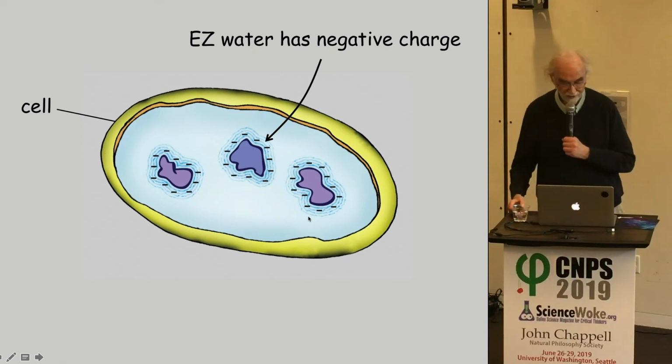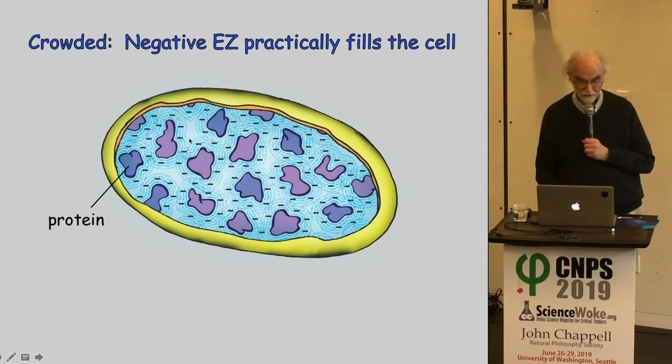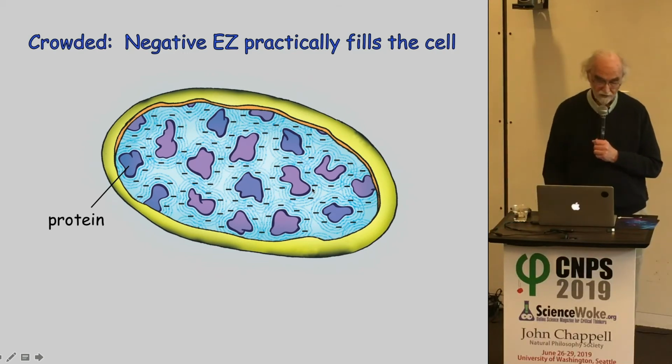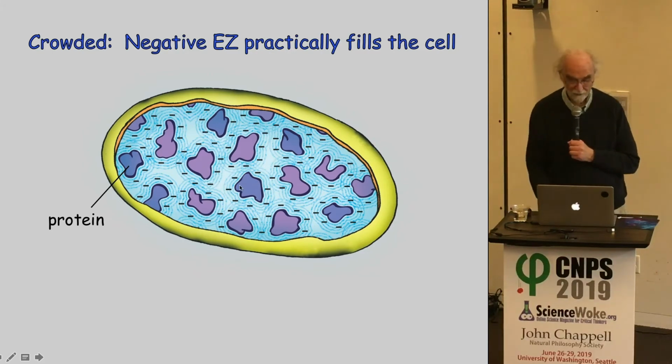But of course inside the cell it's extremely crowded, and even this cartoon is a gross underestimate of the crowdedness. So basically you have interfacial or easy water all over the place, and it's negatively charged. And you'd expect that if you were to stick an electrode in here, you'd get net negative charge because of that. And it's well known for 60 years that that is the case, although the standard explanation is that it has something to do with the membrane.